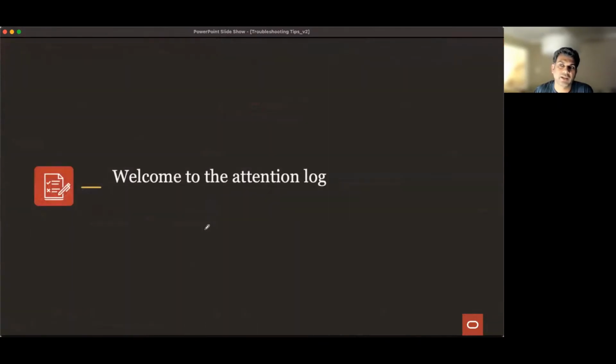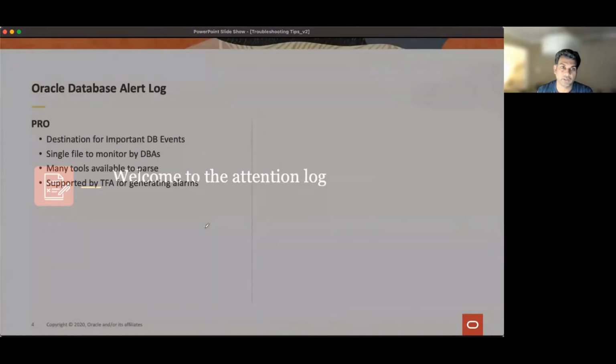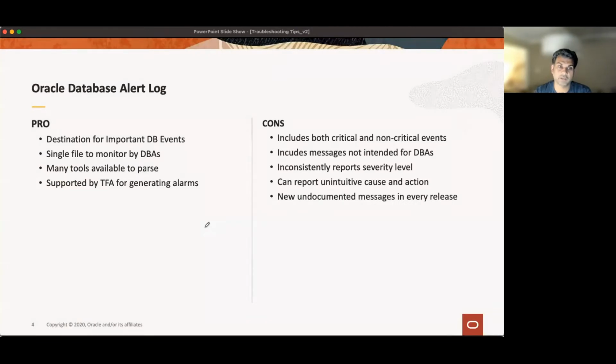So the first thing was, hey, let's look at the alert log. But over the last 20 years, the database alert log is huge. It has a whole variety of stuff in it. Some of it we understand as DBAs, some of it we don't, because it's only intended as something that Oracle development is supposed to take a look at. So we added something new called the attention log. So what is the attention log? The attention log is something that is a more curated version of the database alert log.